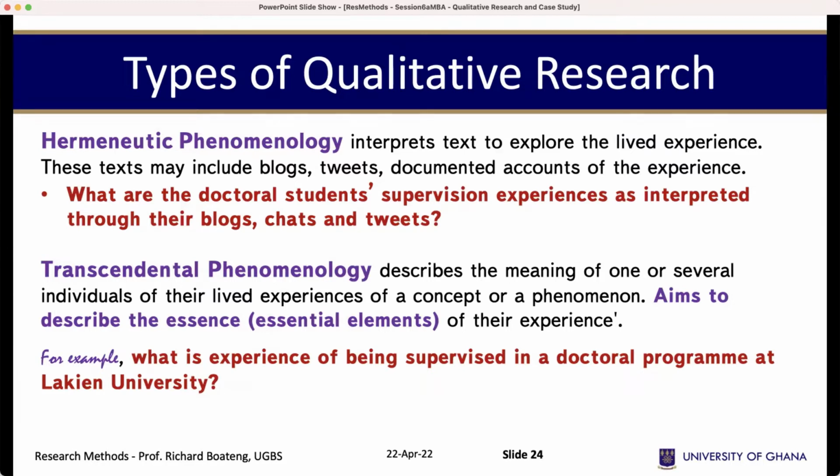Then the transcendental phenomenology, which describes the meaning of one or several individuals' lived experiences of a concept or a phenomenon. It aims to describe the essence or the essential elements of their experience. What is the experience of being supervised in a doctoral program at Liking University?